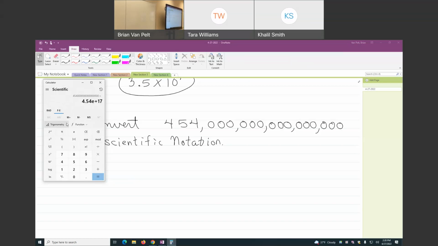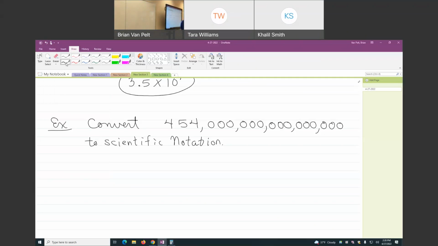Ah, there we are. See what they did? Whatever that F-E means. There's my answer, 4.54, E plus 17. It's trying to tell you that's 10 to the 17th power. So, where is the decimal initially? Where's the decimal point on the original number? There's the decimal point originally. If I cruise past all those zeros, there's 15, 16, 17 places before I can get the decimal there, correct? So this is 4.54 times 10 to the 17th power.